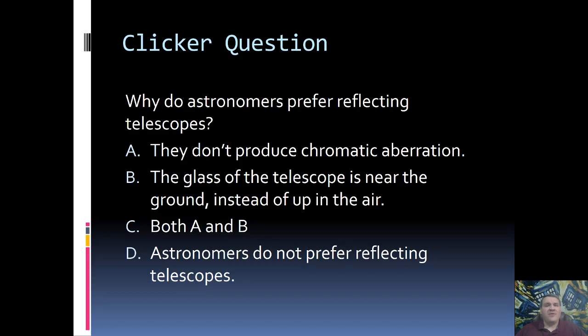And there are a couple of other telescopes that are currently being built that are around 30 meters across, meaning these things are getting as big as a football field. We would not be able to do that with a refracting telescope. It's only possible with a reflecting telescope.